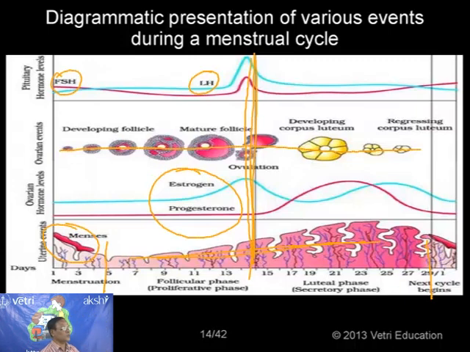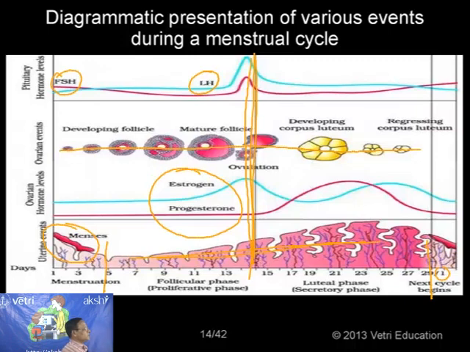So every cycle has a duration of 28 days. On the 28th or 29th day, the next cycle starts, and that is represented by 1. 1 represents the next cycle. Now let's see the level of FSH and LH. During the follicular phase, you see that these two hormones are increasing steadily.